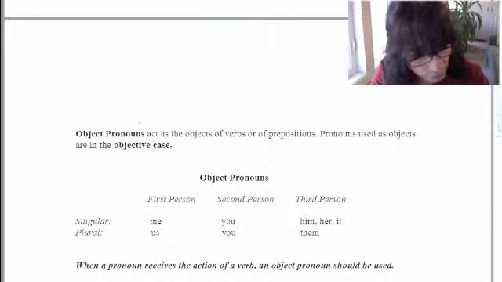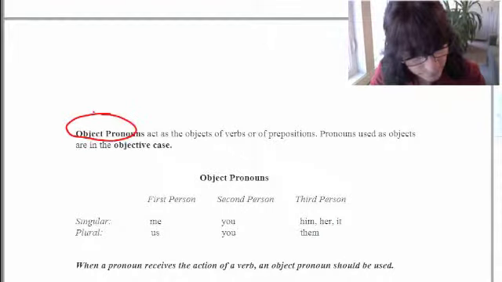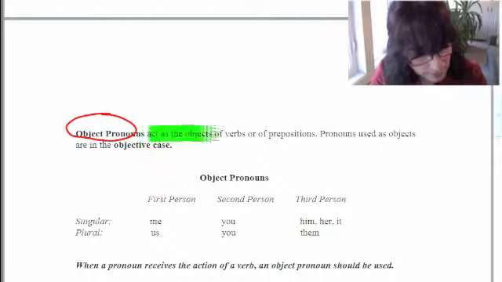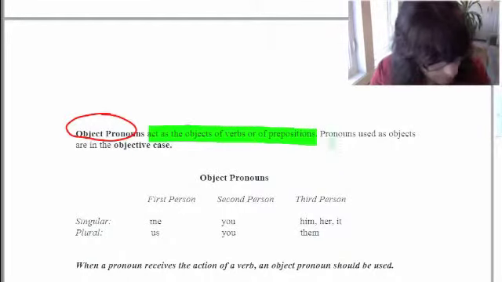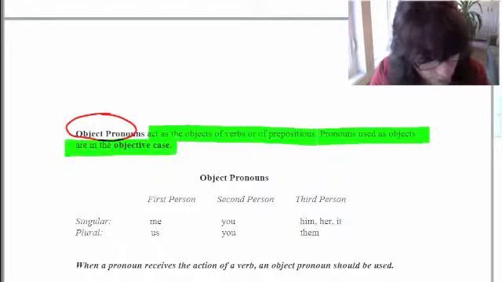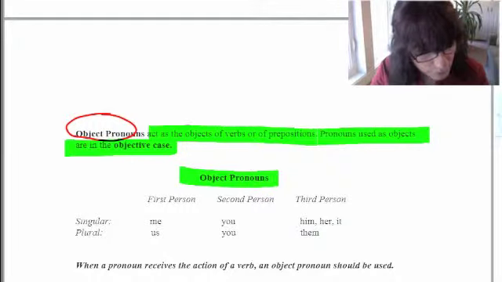Now, what are object pronouns? Object pronouns act as objects of verbs or of prepositions. Now, if you're not sure what an object is or a subject, please look at my videos carefully because I do have a video on each of them. Pronouns used as objects are always called the objective case.